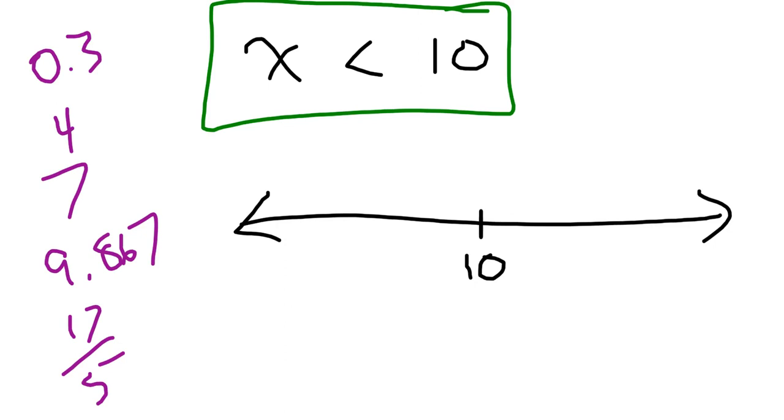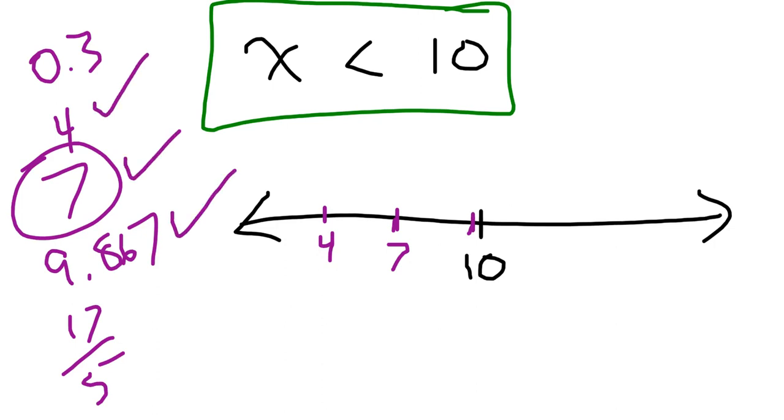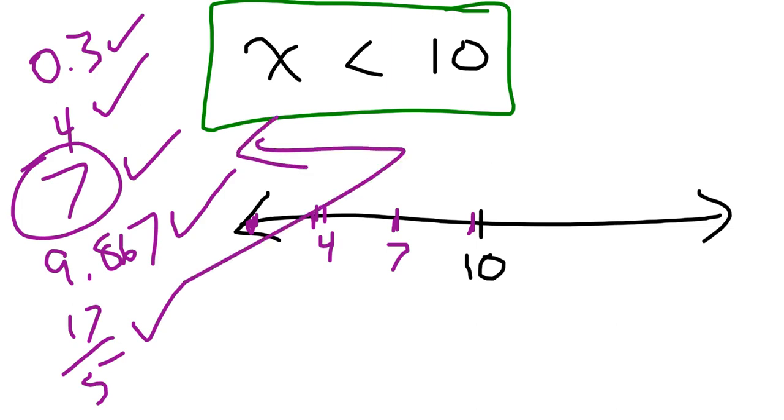So if we take a number like 7, that we said is part of our solution because 7 is less than 10, well, 7 is, let's say, here on the number line. We can look then at 4, and 4 would be right about there. 9.876 would be somewhere very, very close. 17/5, which is 3 and a bit, would be over here. 0.3 is probably somewhere down near the edge of the arrow there. But what we've noticed is that all of these numbers that we've come up with that are less than 10 are on the left side of the number line.